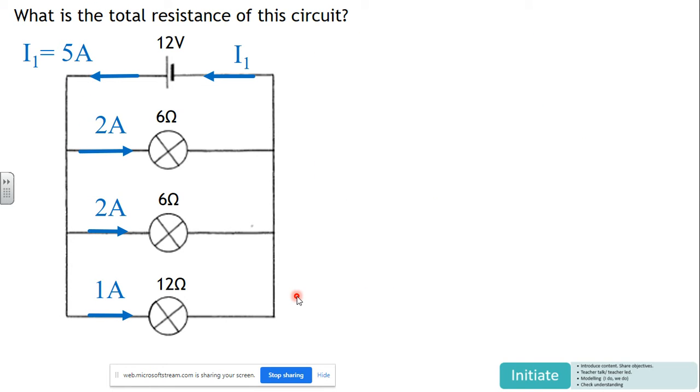So here's a question. What is the total resistance of this circuit? Pause, have a think.